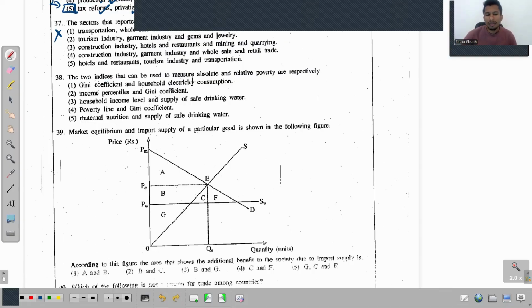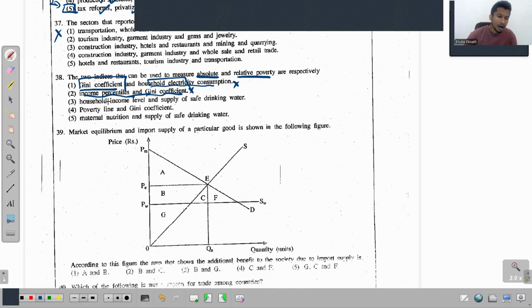The two indices that can be used to measure absolute poverty and relative poverty. Right. Gini coefficient is a measure of evaluating relative poverty because Gini coefficient is connected with the relative income distribution, so we use that to measure relative poverty, not absolute poverty. The second one, household electricity consumption, is not an answer for any. That is not an index we use to measure absolute poverty or relative poverty. So that's anyway wrong. The second one, income percentiles and Gini coefficient, both we use to measure relative poverty. The reason is both of these are related to relative income distribution. So this is not the answer again.